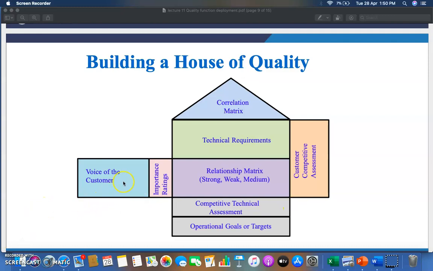In the house of quality, this is the horizontal chamber, in which we have seen the customer matrix: voice of customer, importance rating, relationship matrix, customer complaints, and customer competitive assessment. Another part is technical requirements. We have to convert this voice of customer into technical requirements, and this is the correlation matrix. The correlation matrix will tell you the relationship between one technical requirement and another.